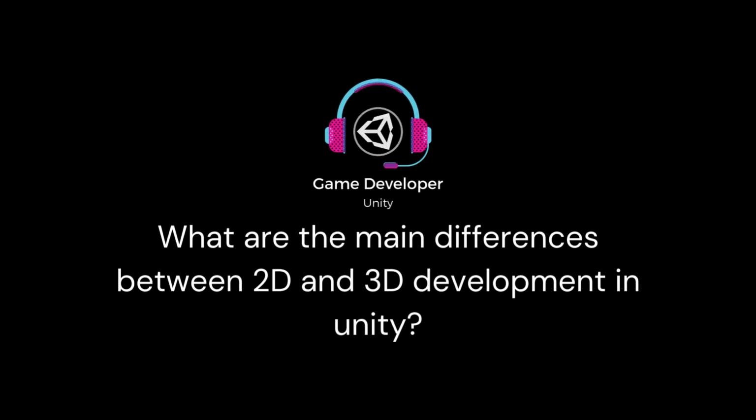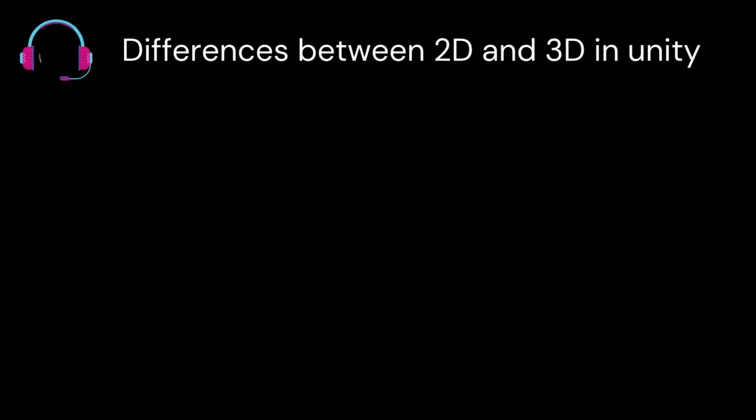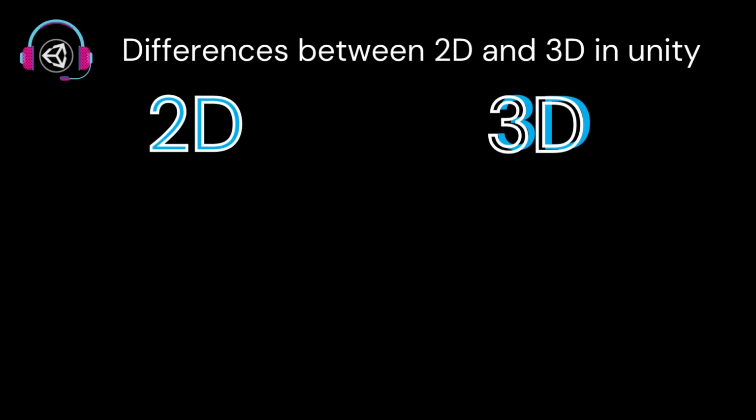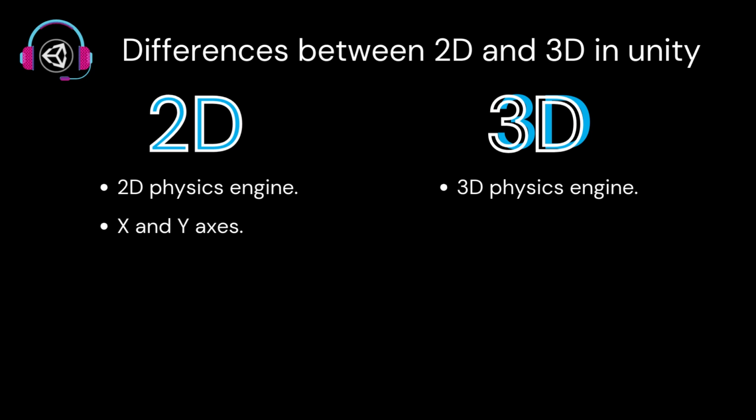What are the main differences between 2D and 3D development in Unity? The main difference between 2D and 3D development in Unity lies in the tools, assets, and the coordinate system used. In 2D, Unity uses 2D physics engines like Rigidbody 2D and Box Collider 2D, and works on the X and Y axis. In 3D, Unity uses the 3D physics engine such as a Rigidbody, Box Collider, or Mesh Collider, and operates on the X, Y, and Z axis.